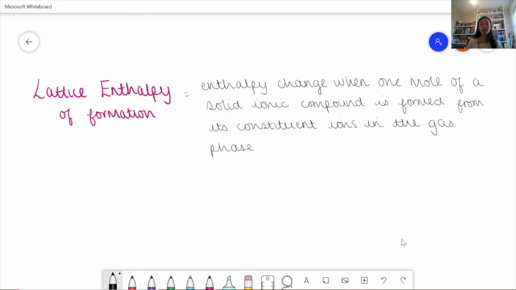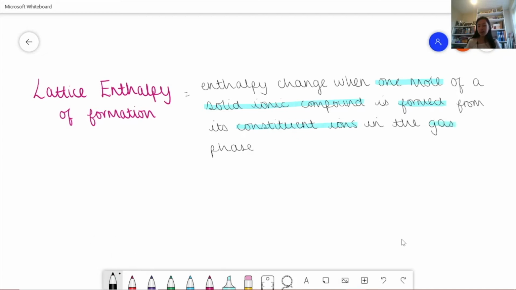The lattice enthalpy of formation is the enthalpy change when 1 mole of a solid ionic compound is formed from its constituent ions in the gas phase. So the important things to remember are that it's 1 mole of a solid ionic compound which is formed from its constituent ions in the gas phase.